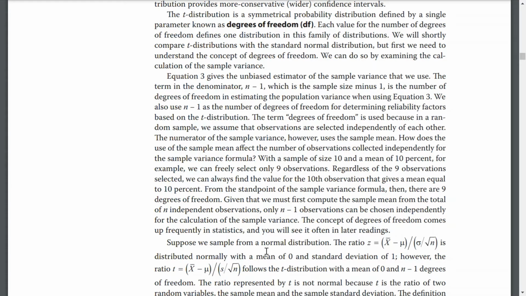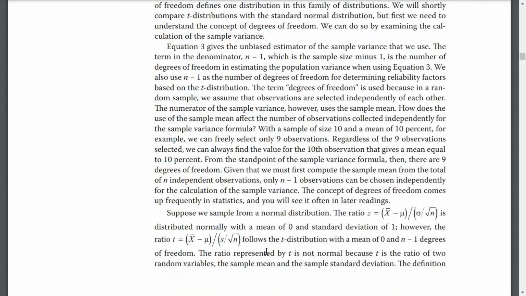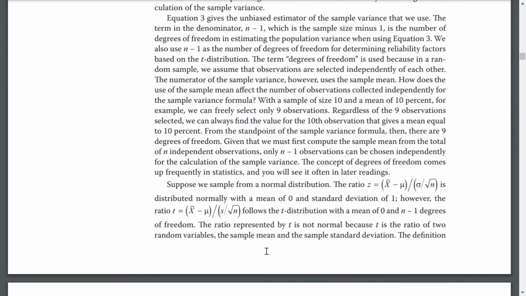The term degrees of freedom is used because in a random sample, we assume that observations are selected independently of each other. The numerator of the sample variance, however, uses the sample mean. How does the use of the sample mean affect the number of observations collected independently for the sample variance formula? With a sample size of 10 and a mean of 10%, for example, we could freely select only 9 observations, regardless of the 9 observations selected.